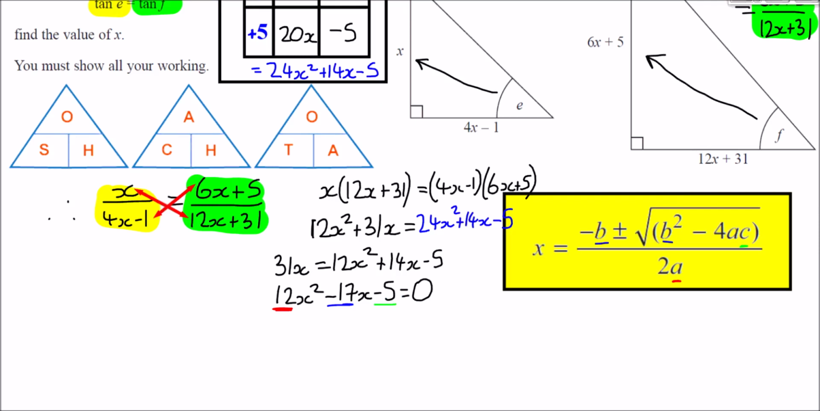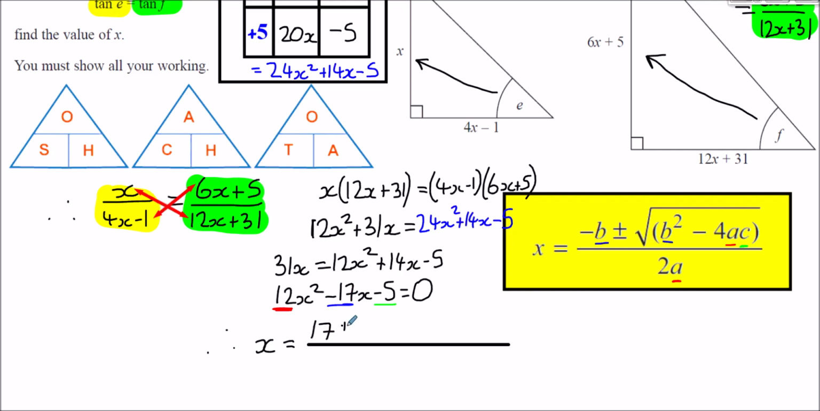So that's how we work it out. It's just a case of typing it into the calculator carefully. So therefore I can say x is going to be plus or minus, I'll do the fraction line first. Apologies, it's minus b first, I'm not with it today. So minus b is going to be minus 17, which is plus 17.